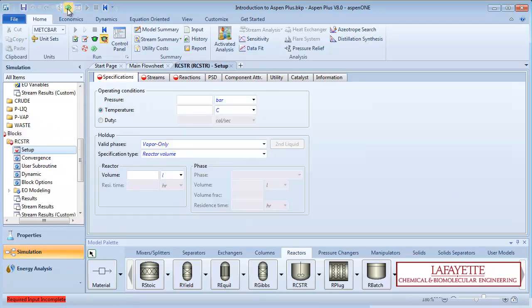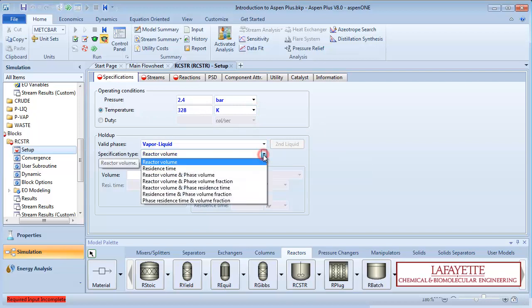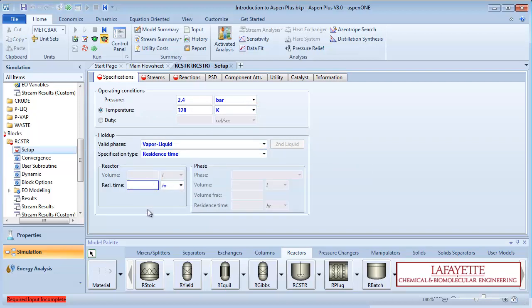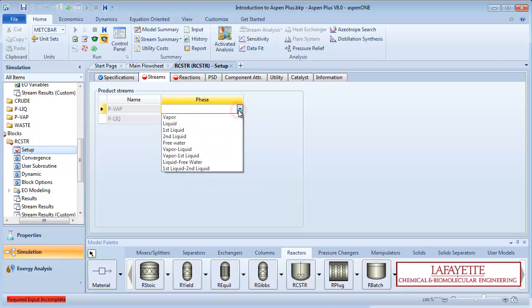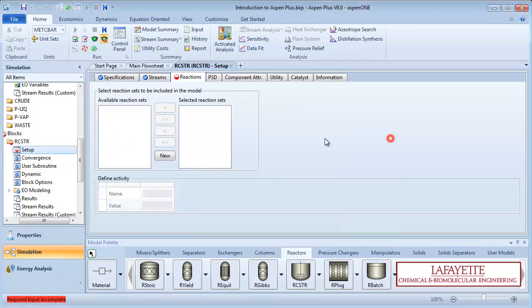The next information to be entered is for the reactor. Enter the operating conditions of 2.4 bar and 328 Kelvin. Choose the valid phases as vapor-liquid and specify the residence time as 0.5 hours or 30 minutes. On the Streams tab, label the two product streams in the appropriate phases. At this point, we need to specify a reaction set.